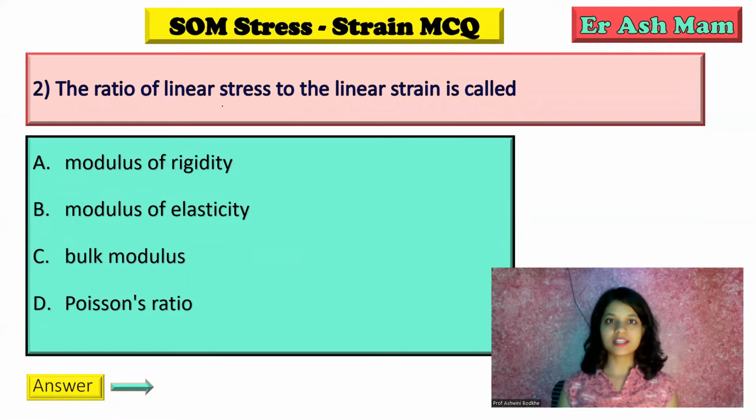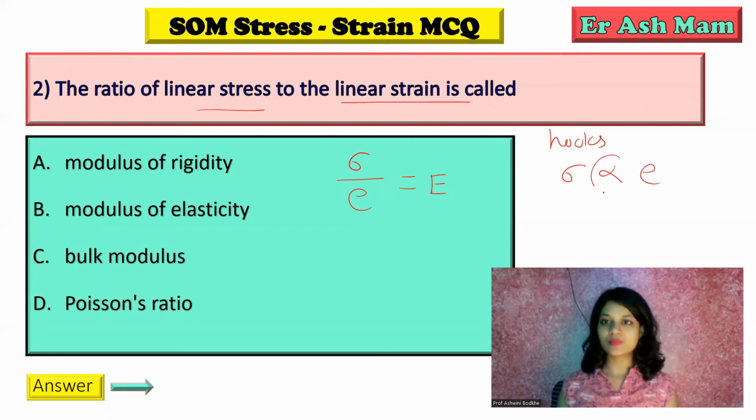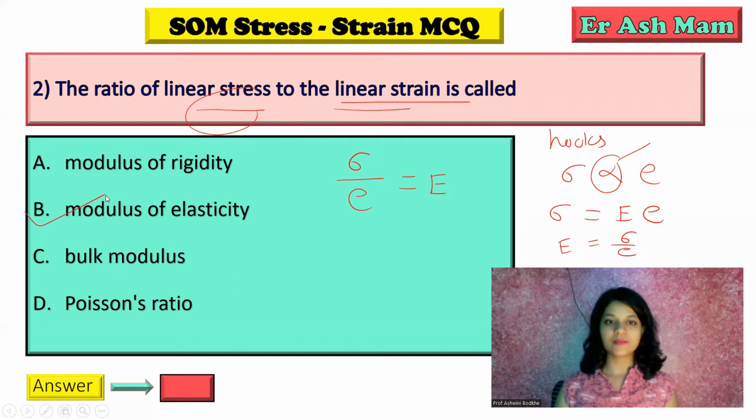Second, the ratio of linear stress to linear strain is called as modulus of elasticity E. We know that Hooke's law. According to Hooke's law, stress is directly proportional to strain within elastic limit. And to remove this proportionality sign, we introduce one constant, which is equal to E. Therefore, E becomes stress upon strain. Therefore, linear stress to linear strain is called as modulus of elasticity. Therefore, answer is B.